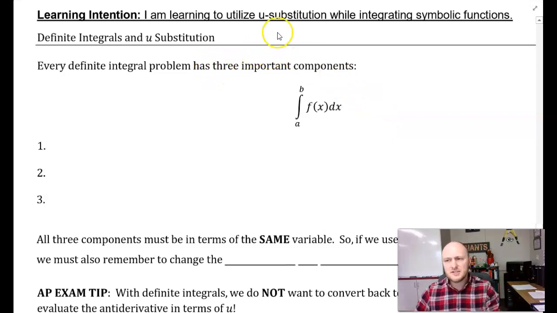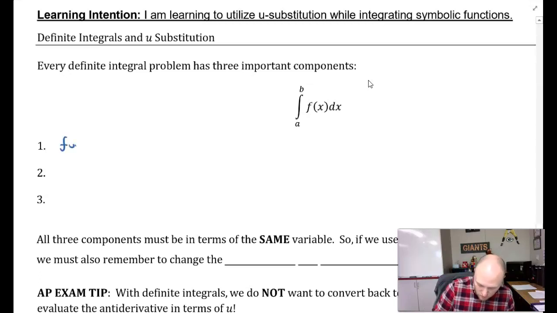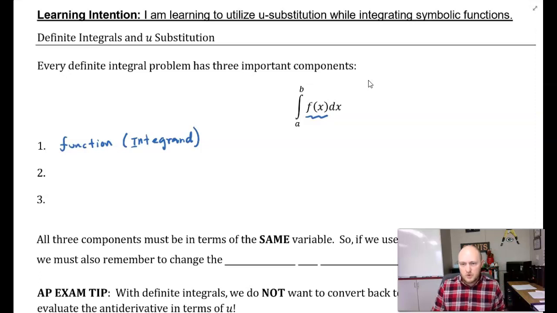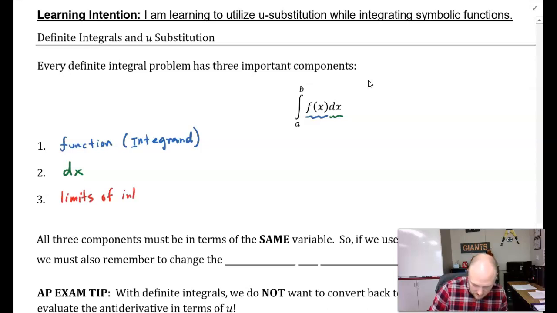That's our learning intention, to utilize u-substitution with definite integrals. Now, what are the key components of definite integrals? Well, first and foremost, you have the function, what you are actually integrating or taking the antiderivative of, and we call this the integrand. That's f of x. Now, what's also important is the dx, or what you're integrating with respect to, the differential of x. That's the infinitesimally small slice of the area under the function. That's essentially our width. And then also important, which we haven't really dealt with so far with u-substitution, is the limits of integration.